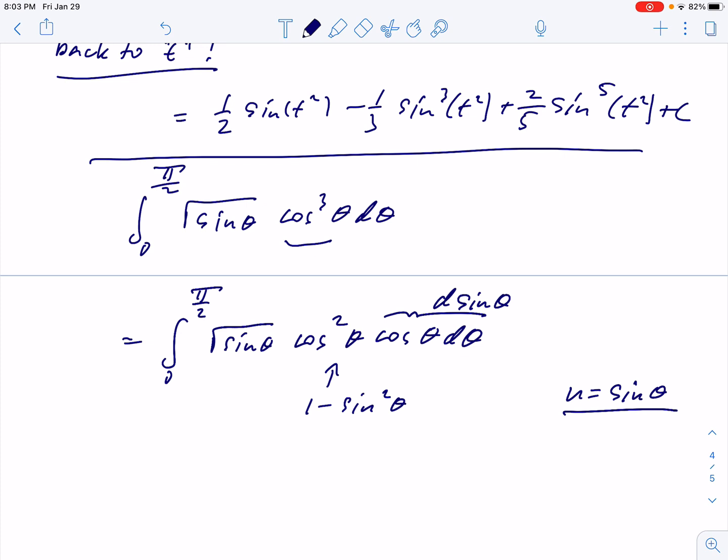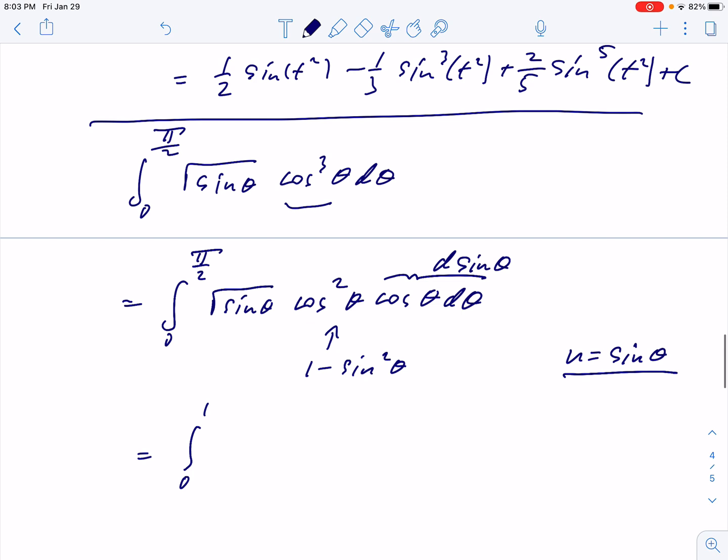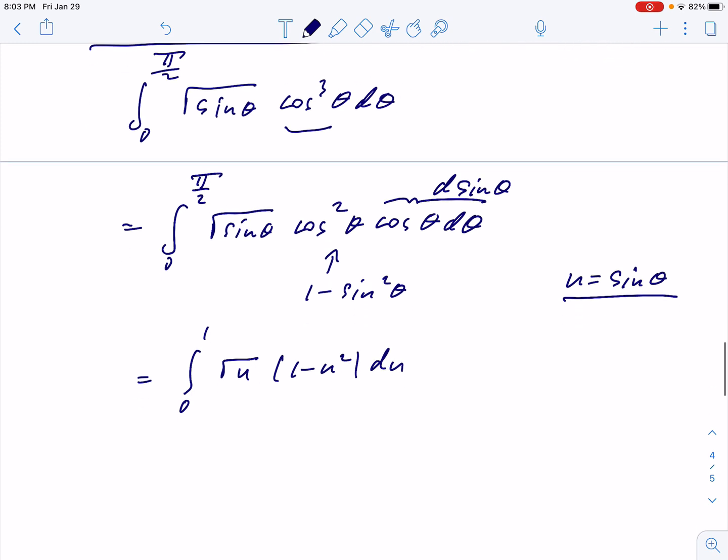du is already here. We have to change the limits though. When we have an integral with limits, that's important. So when theta is 0, sine of 0 is 0. When theta is pi over 2, sine is 1, so the limit on the top is 1. We have root of u, then 1 minus u squared du. We're coming to this integral, no more trigonometric functions.